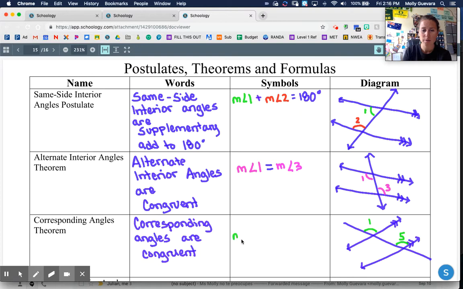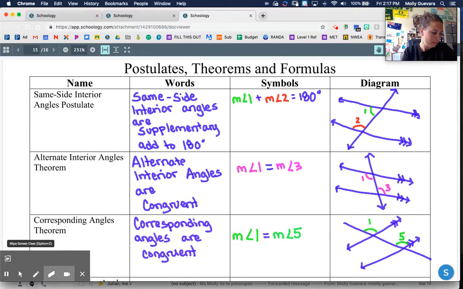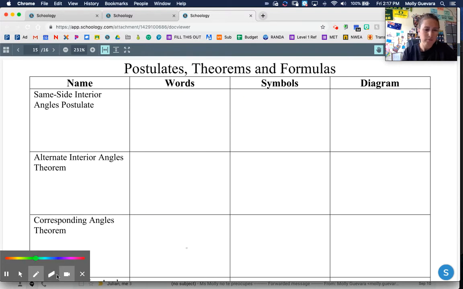So that tells me that the measure of angle 1 is equal to the measure of angle 5. They are the same. So if you have corresponding angles within parallel lines, they are the same angle measure.